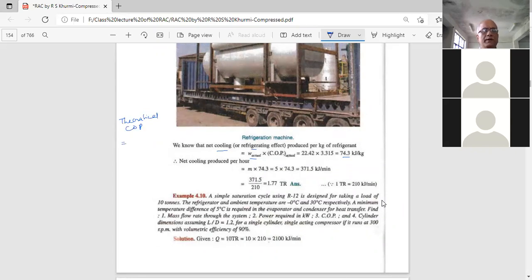The theoretical COP is the refrigerating effect, that is H1 minus H4 or H3, divided by the work done, H2 minus H1. First, we calculate the theoretical COP by reading H2, H1 and H3 from the given chart. Then the actual COP will be equal to the theoretical COP multiplied by the percentage, that is 0.65. So we reach the actual COP.